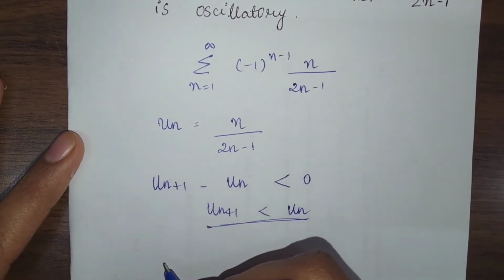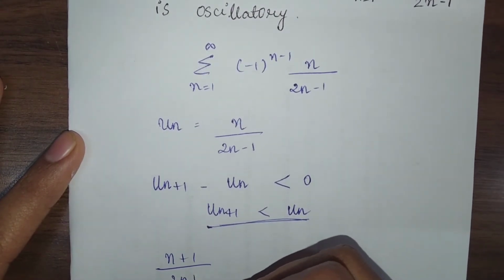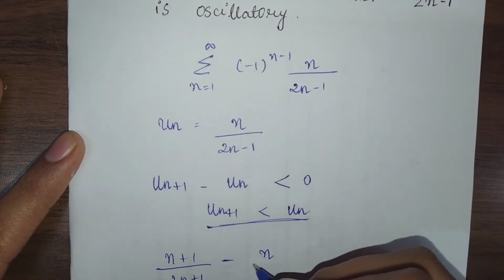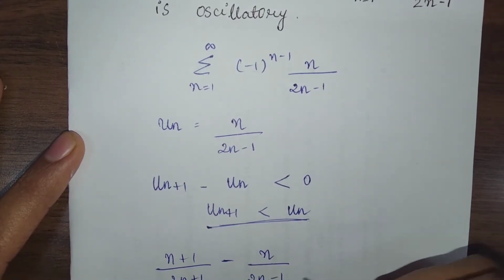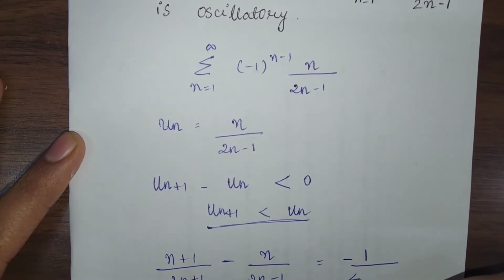So what will be our un plus 1? It will be n plus 1 by 2n plus 1 minus n by 2n minus 1, that is equal to minus 1 by 4n square minus 1.